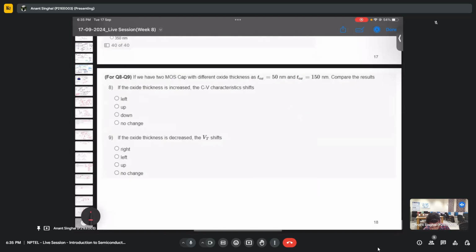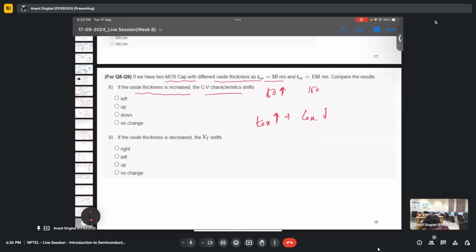Yeah. So this is the final question. Let's say we have two MOSFETs with different oxide thickness TOX. One is having TOX 50, one is having 150. The question I'm asking is, if we increase the oxide thickness, the CV will shift up, left, right, down, or no change. So if we increase TOX, what will happen to COX? Anyone? This is very straightforward, I guess. Both are inversely proportional, so it will move upward direction.